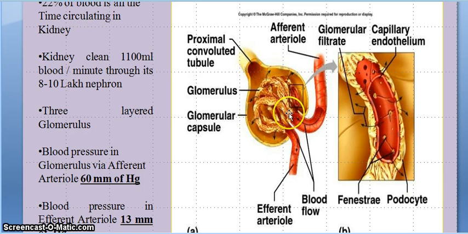This is the completion of the topic, the glomerular filtration in the kidney, or you can say the first step of urine formation.